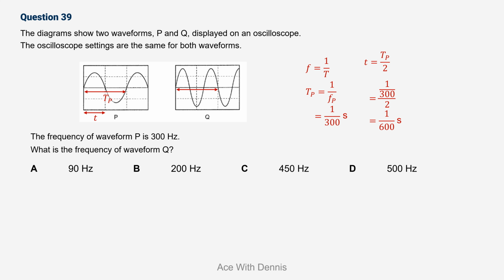Now, this will be 2 units of the scale in the x direction for the oscilloscope, and it is 1.5 of the period of waveform Q. So 1.5 TQ equals 2T. That means the period of Q will be 2T divided by 1.5. Then substitute the value of T, which is 1 over 600. Calculating TQ, we have 1 over 450 seconds. In other words, the frequency of waveform Q will be 1 over the period of waveform Q, which is 450 Hz. Hence, the answer is C, 450 Hz.